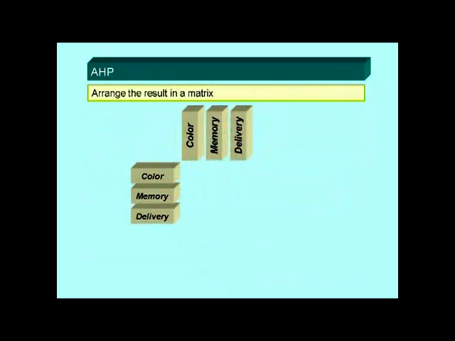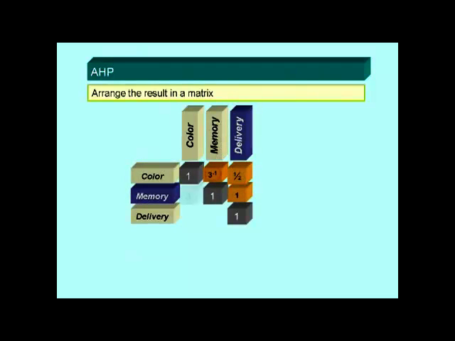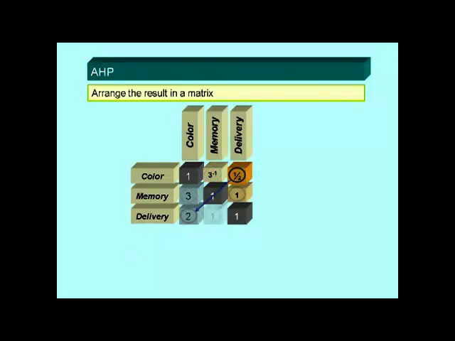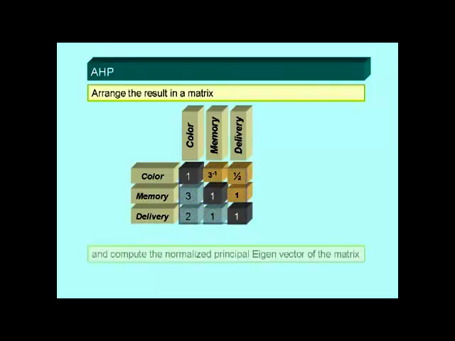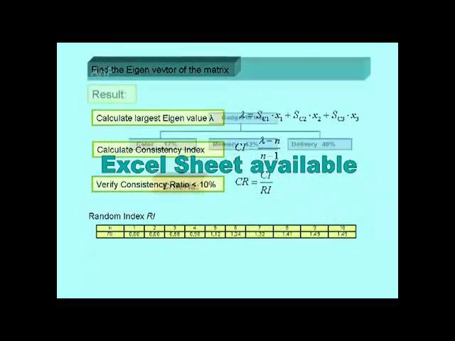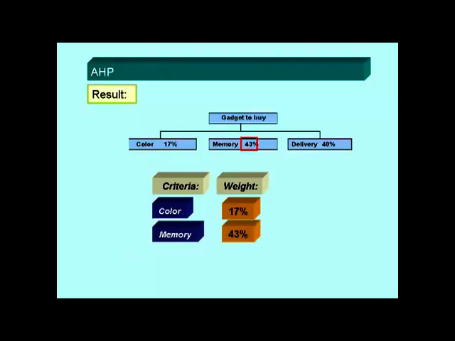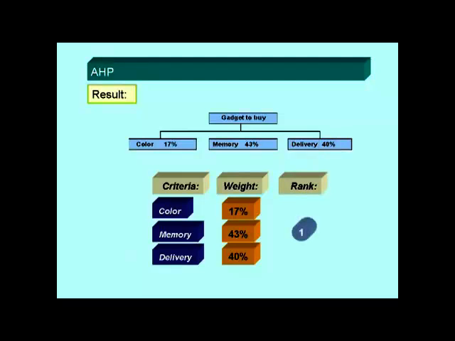In the next step you arrange your comparisons in a matrix, as shown in this slide. From this matrix you compute the normalized principal eigenvector. This can be done in an Excel calculation. An Excel sheet is available from the author. As a result, you get the following weighting: color 17%, memory 43%, and delivery 40%. So the most important criteria is memory, followed by delivery, followed by color.